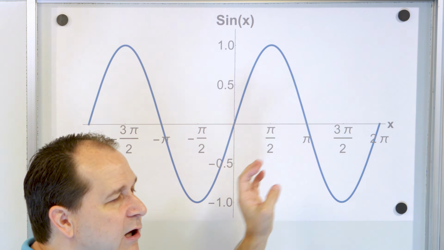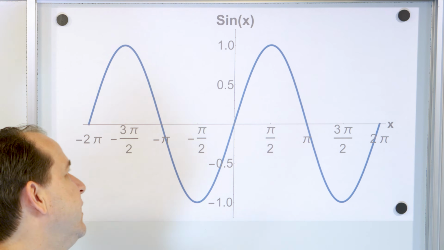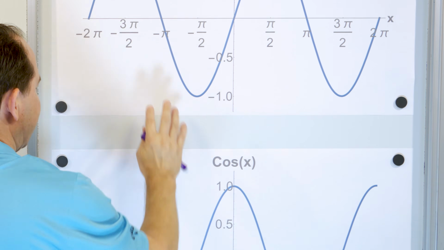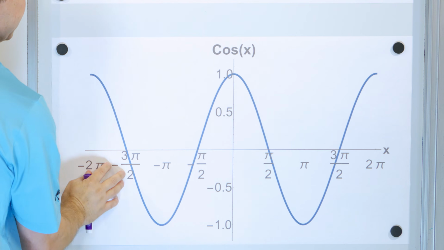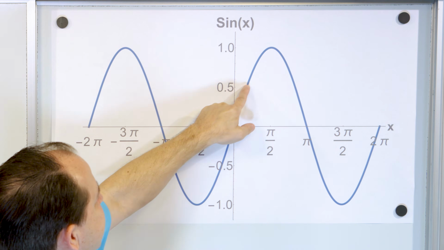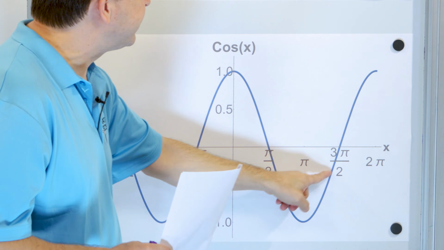Now I'm going to draw these by hand a lot, but I do want to have some pretty graphs, some perfect graphs, so you can see what they really look like. So this is a graph of a sine function. All right, and here, down here is the graph of the cosine function. The first thing I want you to do is notice that the shape of the sine function graph is exactly the shape of the cosine function graph.